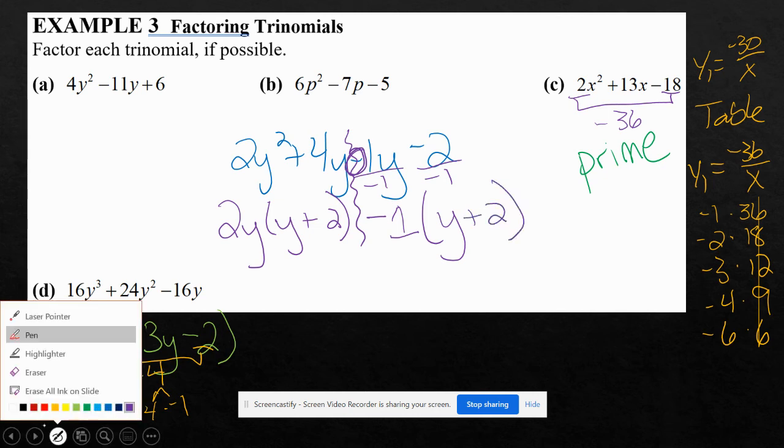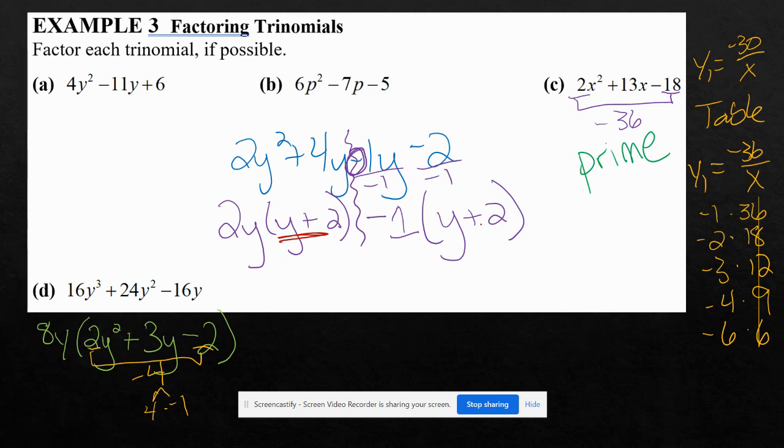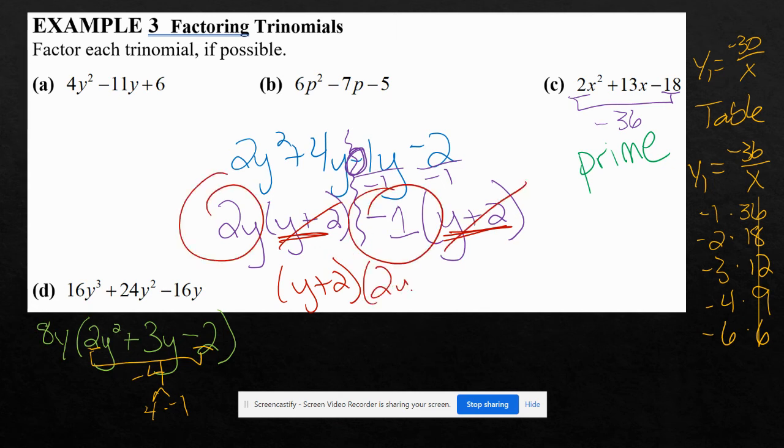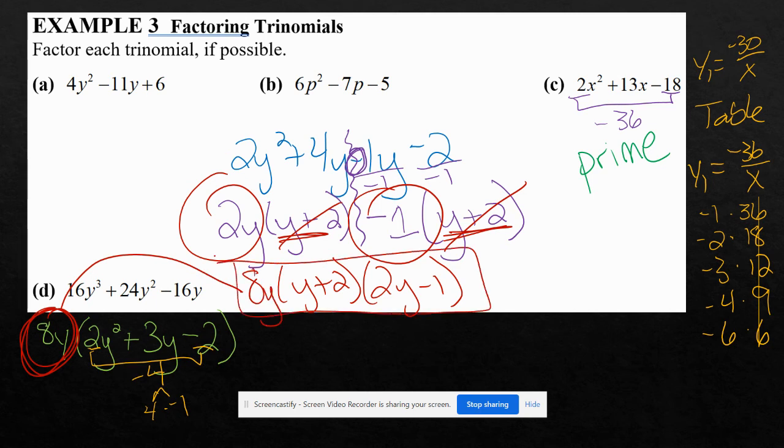That works out because now as I'm looking, y plus 2 is my new common factor. When I pull that out, my leftovers are 2y minus 1. But we can't forget to go back to our GCF that we pulled out in the very beginning and bring that into our final answer.